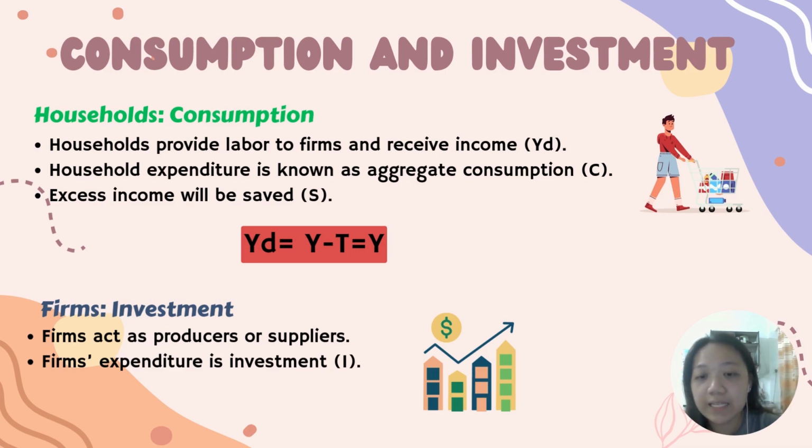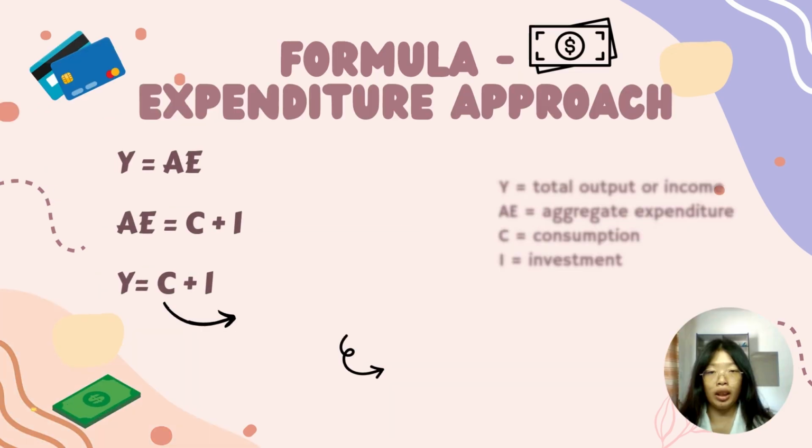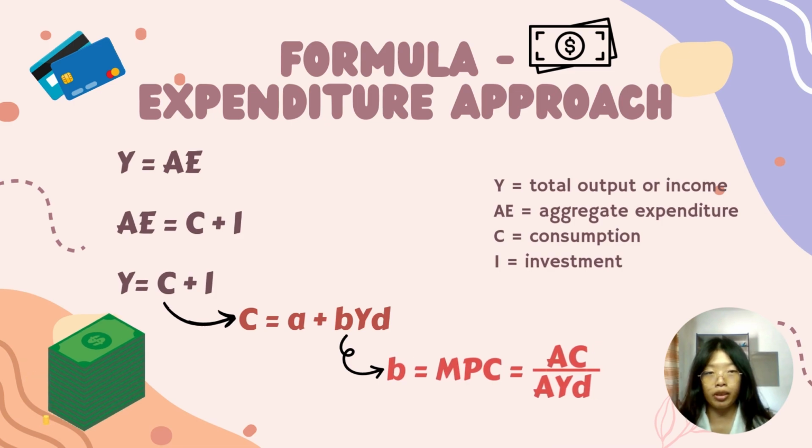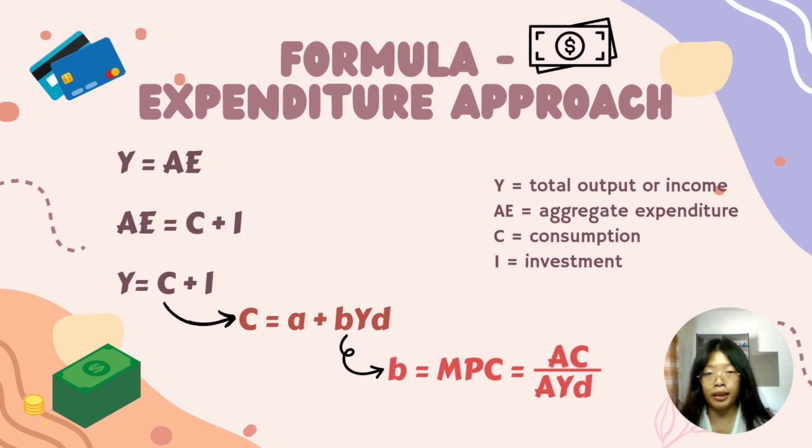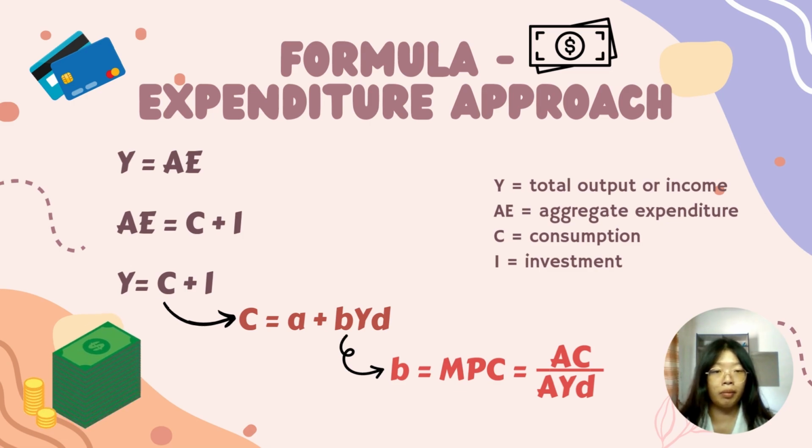Investment. Firms act as producers or suppliers. Firms earn revenue from selling goods and services to households. Firms' expenditure is investment. I would like to talk about the formula of the expenditure approach. Y equals AE equals C plus I. So Y also equals C plus I. Here Y represents total output or income, AE represents aggregate expenditure, C represents consumption, and I represents investment.